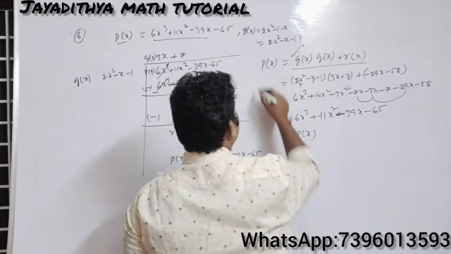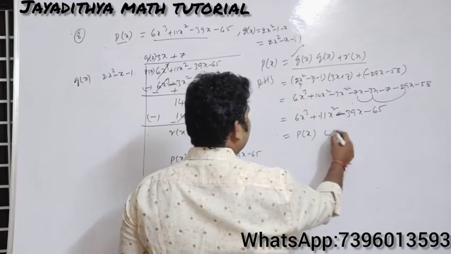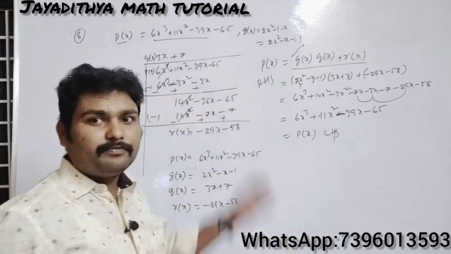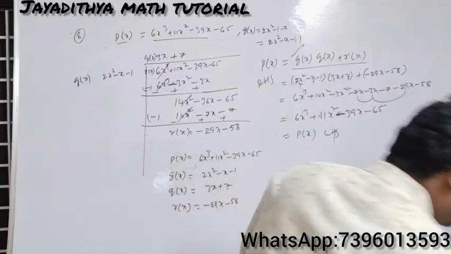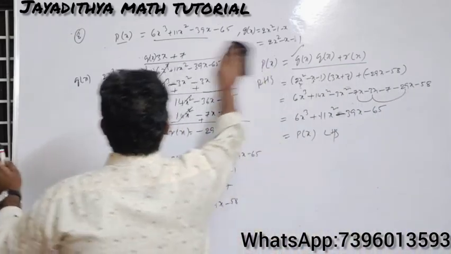So you have taken RHS and you got LHS. So your division algorithm is verified here. Okay, so this is the complete part A.